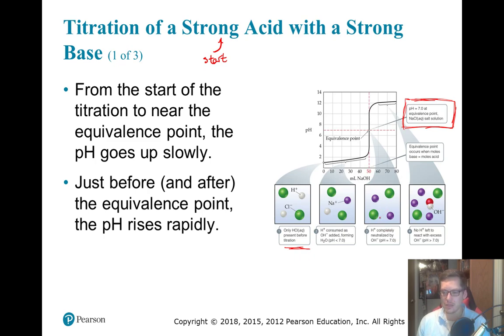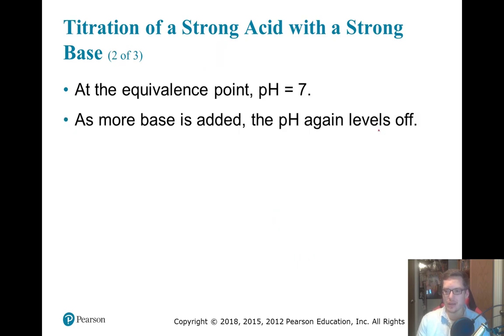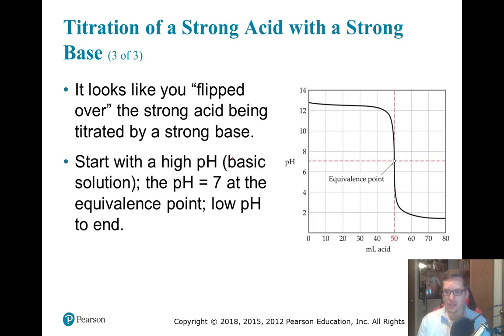All right, and so once again, the equivalence point is when those two moles are equal to each other, and that occurs when our pH is equal to 7. Once our acid is completely gone, when we keep adding base, our pH is going to skyrocket past 7 and become a basic solution. And as we add base, we'll eventually level off because the concentration of that base isn't really changing. Okay, so at the equivalence point, our pH equals 7. As more base is added, the pH again levels off.